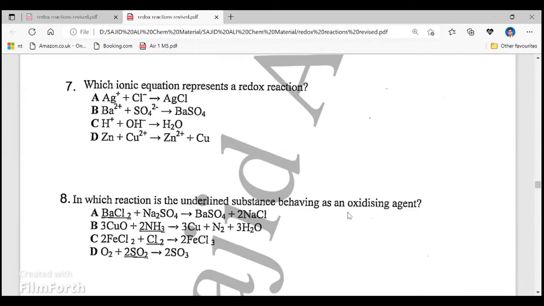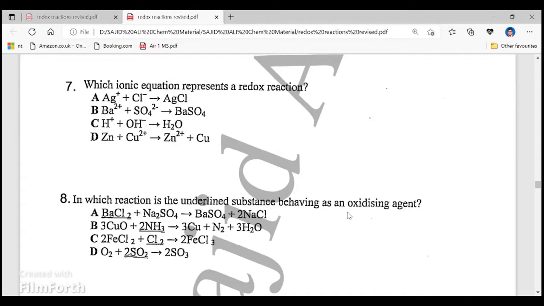So in first A, barium chloride reacts with sodium sulfate to make barium sulfate plus 2 NaCl. It is not a redox reaction because none of the elements is changing its oxidation state. Whereas in the second reaction, copper 2 oxide reacts with ammonia to form copper plus nitrogen plus water.